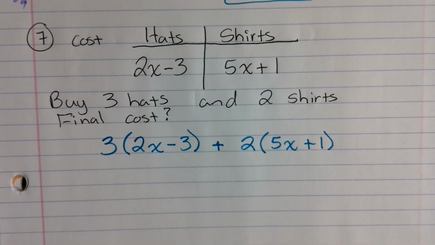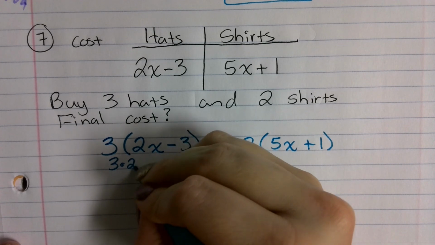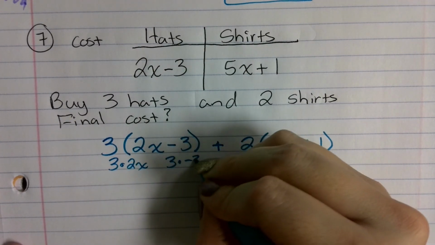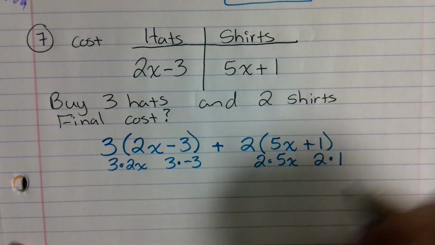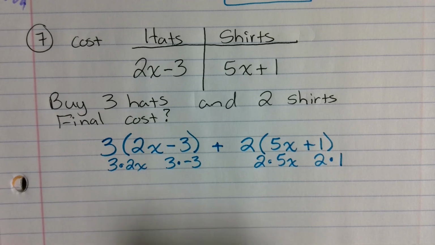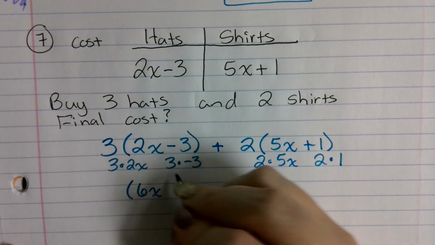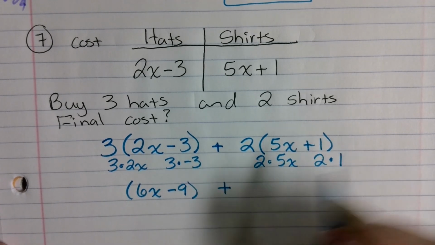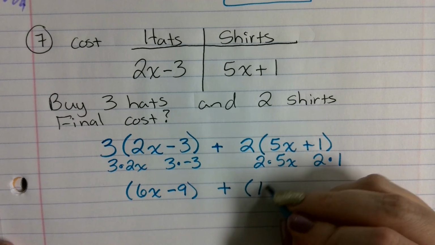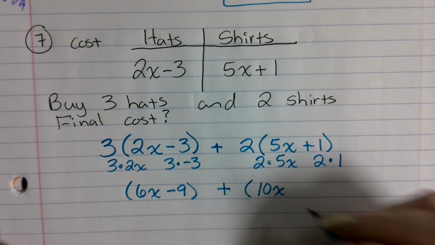All right, so what do we have to do first? Justin? Not 3 plus 2. Distribute. You have to distribute first. So we have to do 3 times 2x and 3 times negative 3. Then we have to do 2 times 5x and 2 times 1. What's 3 times 2x going to give us? 6x. What's 3 times negative 3? Negative 9. Plus, what's 2 times 5x? 10x. And then 2 times 1? 2.